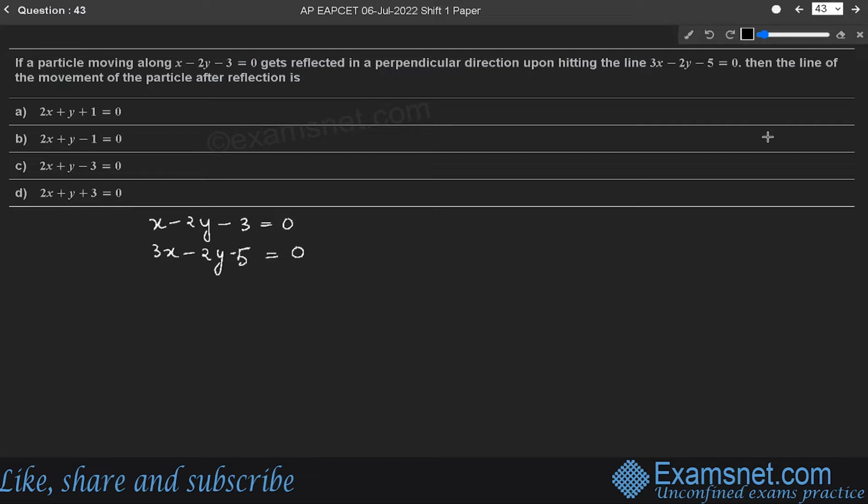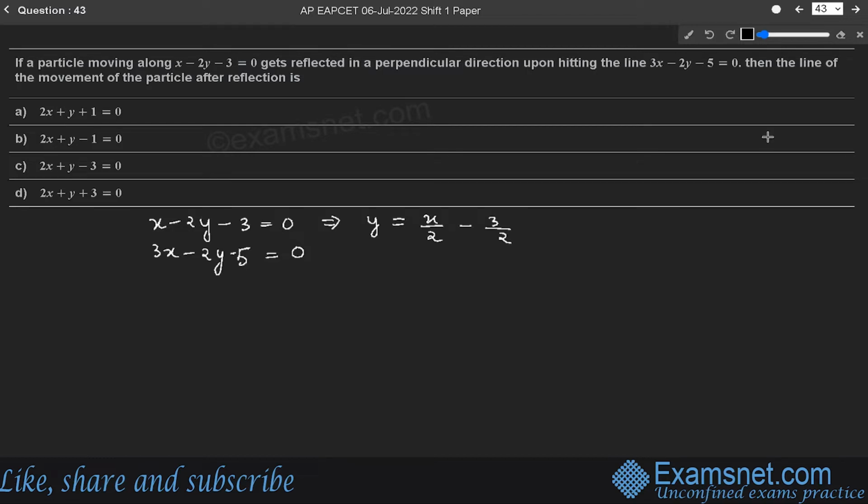Now, let us assume that the incident ray, surface and the reflected ray are coplanar. Therefore, the point of intersection will be of x minus 2y minus 3 is equal to 0 and 3x minus 2y minus 5 is equal to 0. So, from here we can say that y will be equal to x upon 2 minus 3 upon 2.